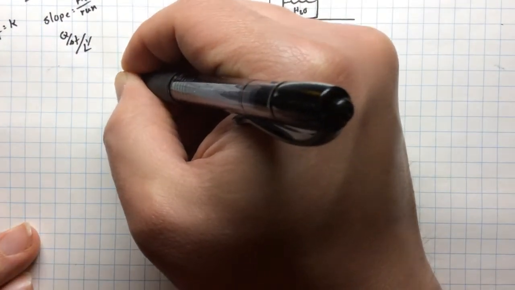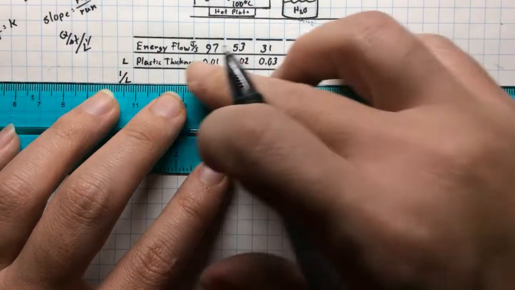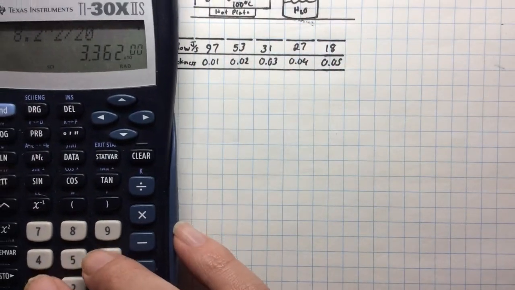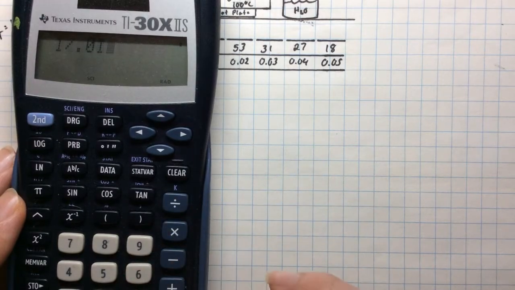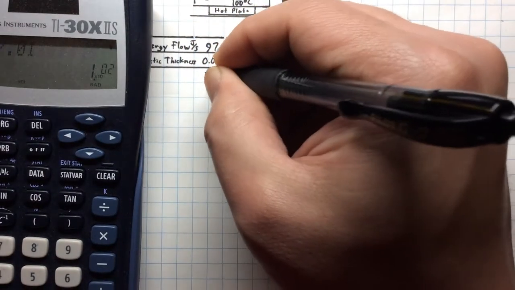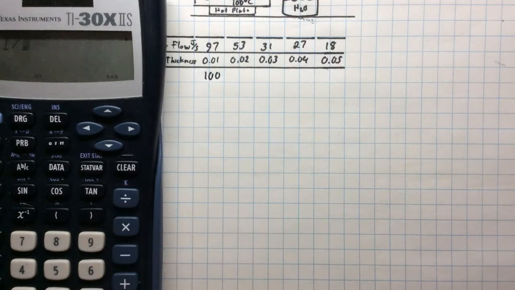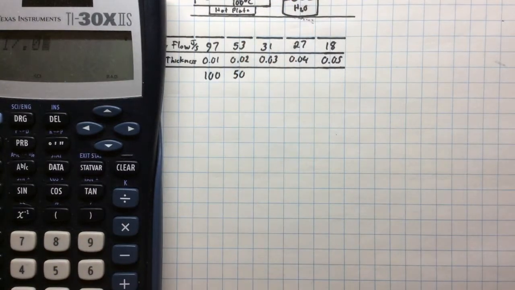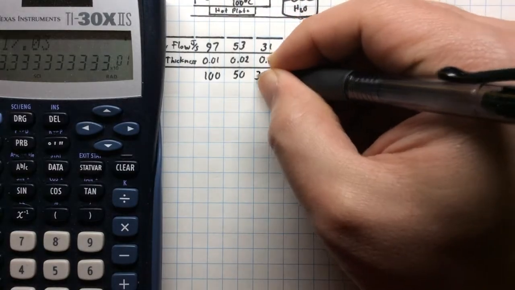So let me go ahead and do 1 over L, which means I'm going to take all these values and divide 1 over the value. So let's just do it here. 1 divided by 0.01 gives me 100. 1 divided by 0.02 gives me 50. 1 divided by 0.03 gives me 33.33.